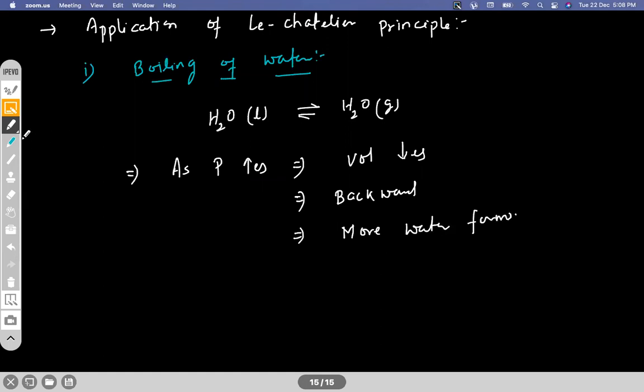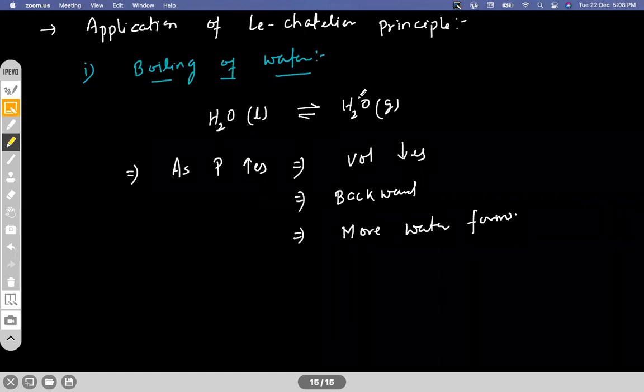More water forms. Now here we need to understand one thing. See, the condition of temperature is the same over here. We are not changing the temperature, no. And we are increasing the pressure and a greater amount of liquid is forming. If more liquid is forming, in other words, can we say that vaporization is difficult here? Or boiling is difficult? Yes. We have the same temperature, but more liquid is forming. It means the boiling is difficult now.